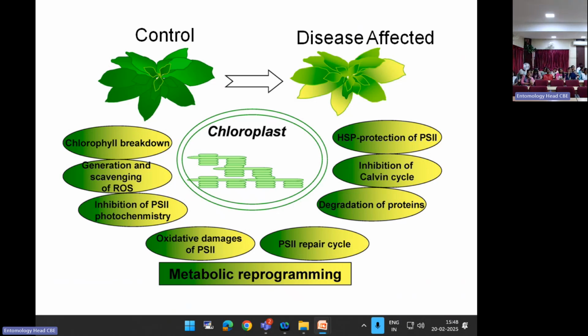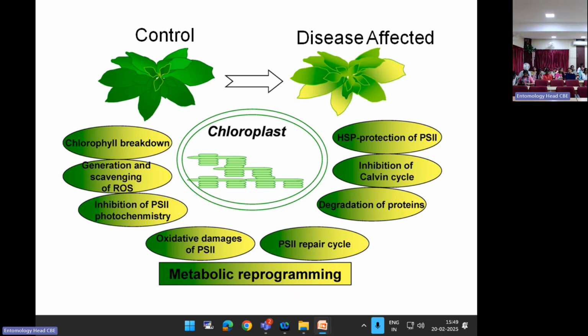So now coming to what exactly happens in the leaf when disease is affected, and how I break it down into my fluorescence parameters. First there is a chlorophyll breakdown, there is generation and scavenging of ROS taking place. Then this is the key step, that is inhibition of photosystem 2 photochemistry. When photochemistry is inhibited, there is no food production. That is, ATP and NADPH are not synthesized and the dark reaction does not take place, or at least it is disrupted. Less dark reaction takes place, less food production takes place, and less yield.